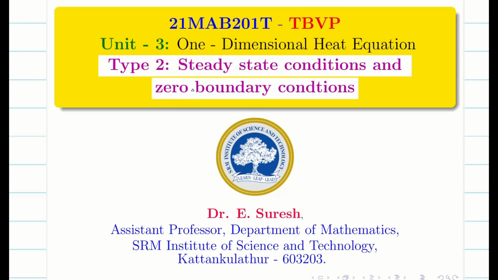Dear students, welcome to the problem solving sessions on the one-dimensional heat equation. Today we are going to solve a problem on type 2. What is type 2? It is when the steady state conditions and zero boundary conditions are given. Let us go into the problem.